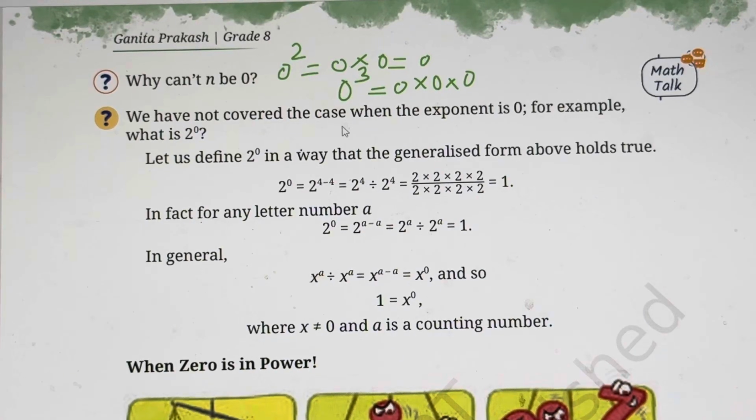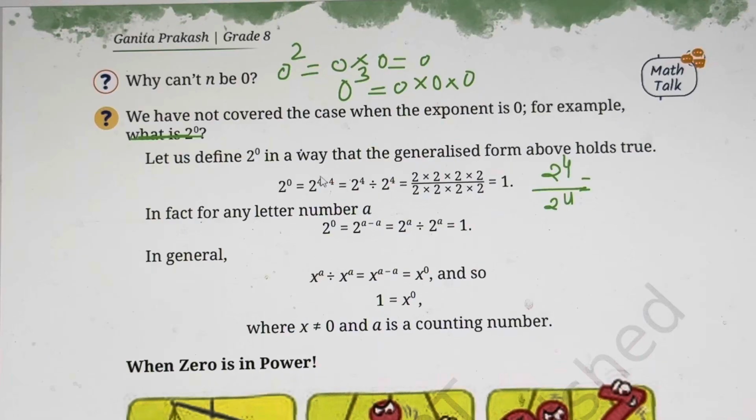Now we have not covered the case where the exponent is 0. If the base is 0, it doesn't make any difference. What happens if the exponent is 0? For example, what is 2 raised to 0? Here it is explained with a generalized formula. 2 raised to 0 means 2 raised to 4 minus 4. Suppose you are dividing 2 raised to 4 by 2 raised to 4. So 2 into 2 into 2 into 2, 4 times, again 2 into 2 into 2 into 2, 4 times. All the 2s will be cancelled and you get the answer 1.